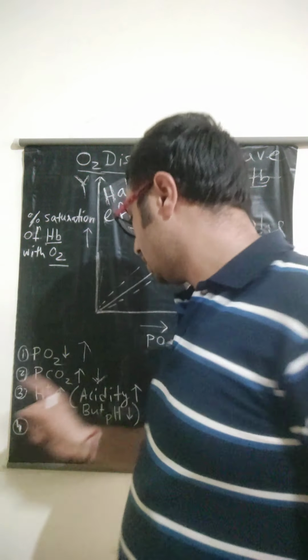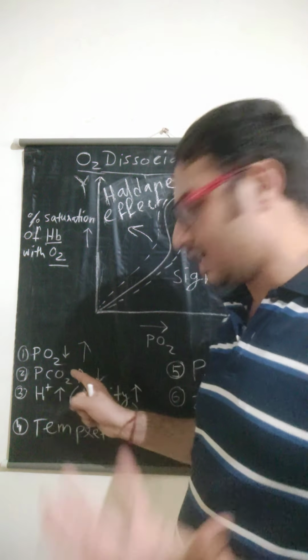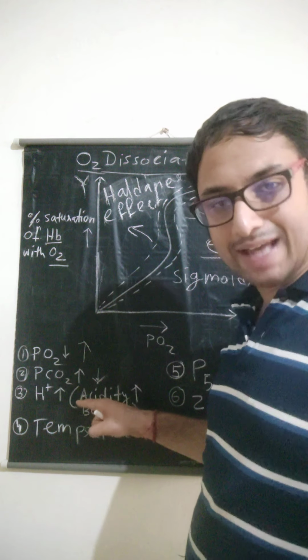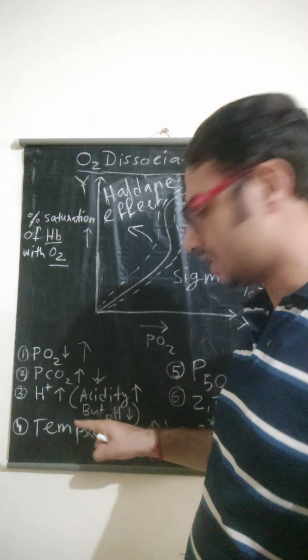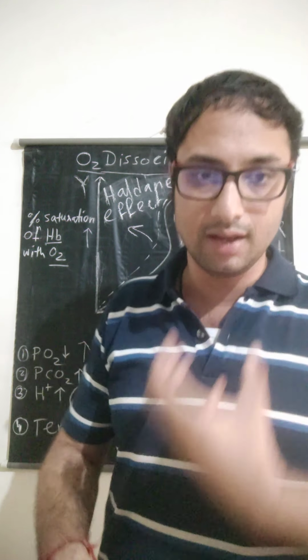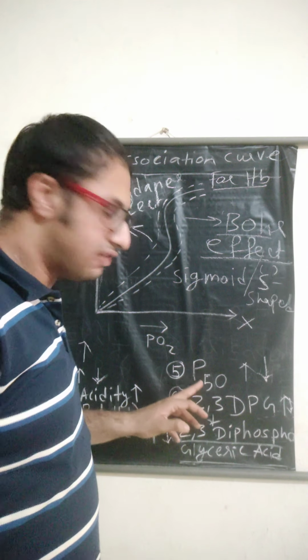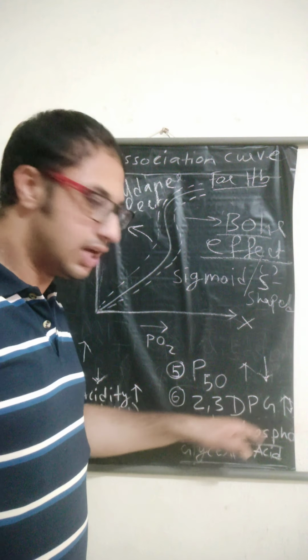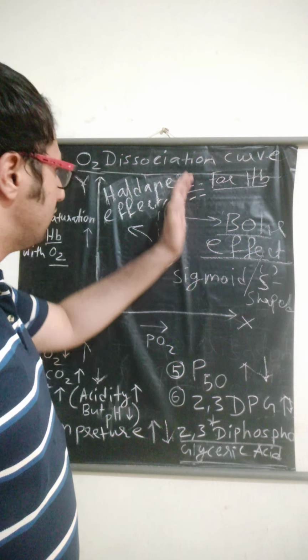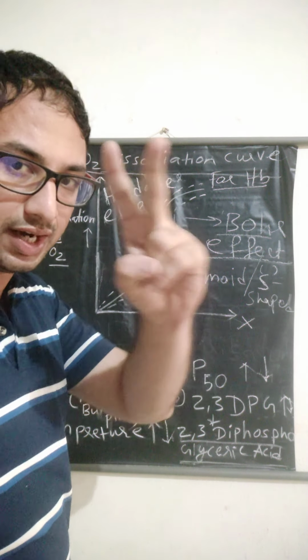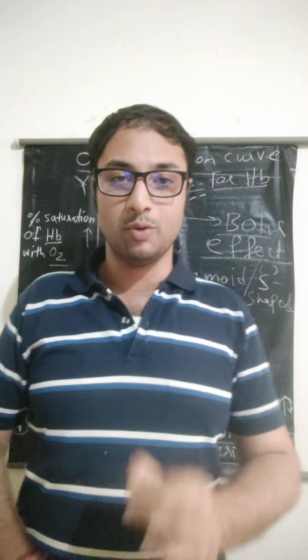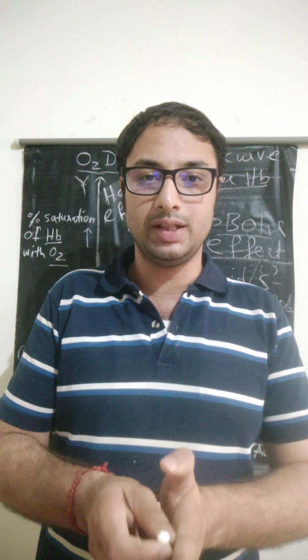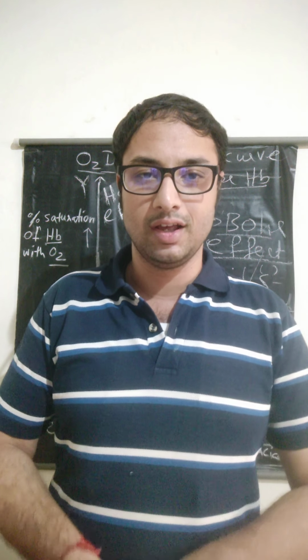On the alveolar side, PO2 is very, very high, PCO2 is less, H plus ion concentration is less, so acidity is less. Temperature is also less in the alveoli, P50 value is less, and 2,3-DPG is less. So on the alveolar side it will move toward the left direction. Another one is fetal hemoglobin, which I will discuss in my next video. Thank you.